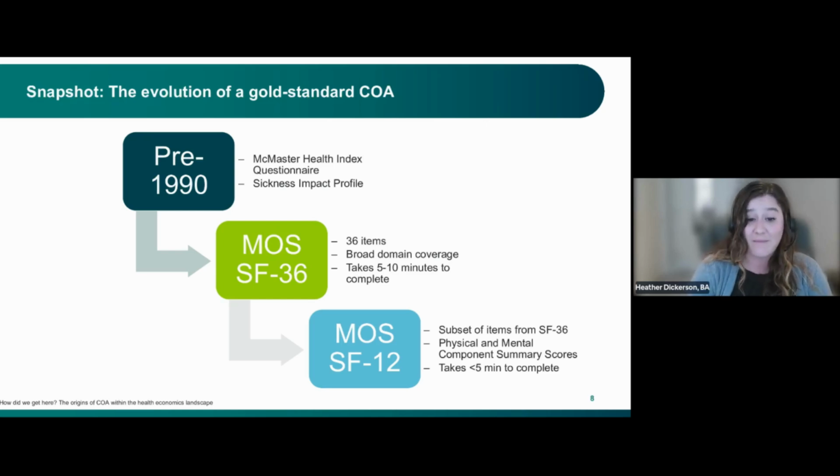Prior to the development of the SF36, the comprehensive COAs that we used for assessing the key general health domains like physical and mental health, social functioning, etc., were pretty lengthy. Some of them could be up over 100 items in length, and commonly it would take the respondents more than 30 minutes to complete. Some of these assessments that we started out with included the McMaster Health Index questionnaire and the Sickness Impact Profile, which, if you're familiar with them, are quite lengthy.